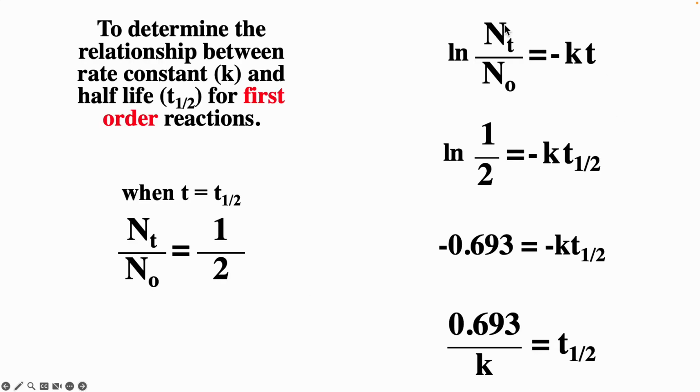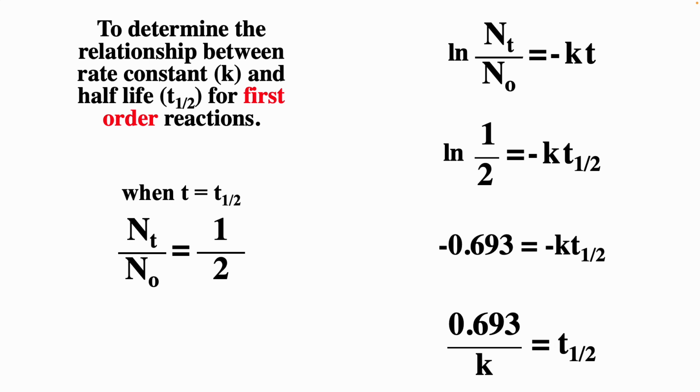Now if we start with this equation here, we have natural log of N t over N naught equals minus k t. Now if we're looking at the half-life, then N t over N naught would be equal to a half, and we can label our t as t half, and so that's our half-life. Now natural log of a half is minus 0.693, and so it equals minus k t half. We can get rid of the negative signs, divide both sides by k, and we get that the half-life is equal to 0.693 divided by k.